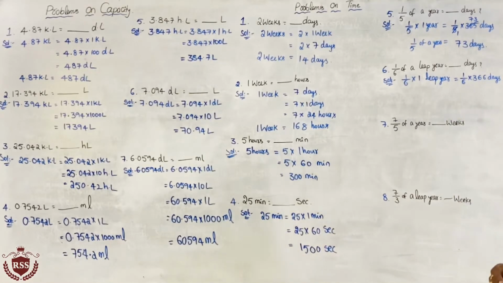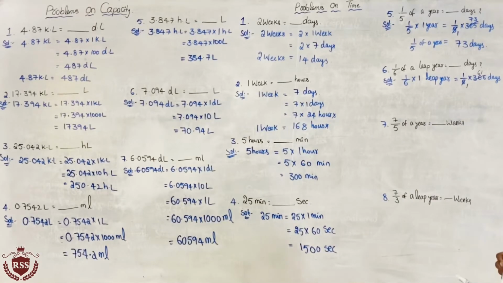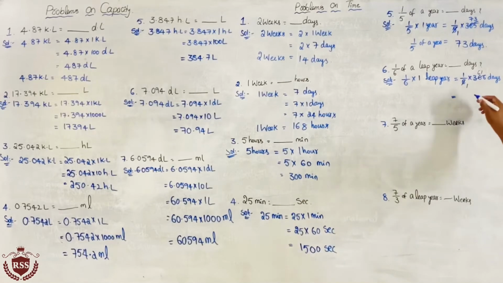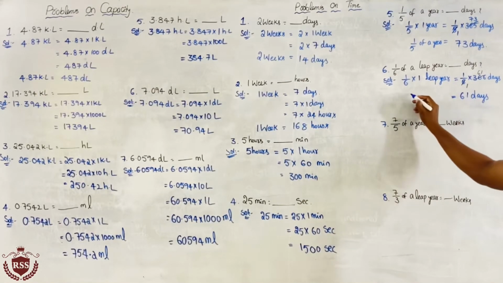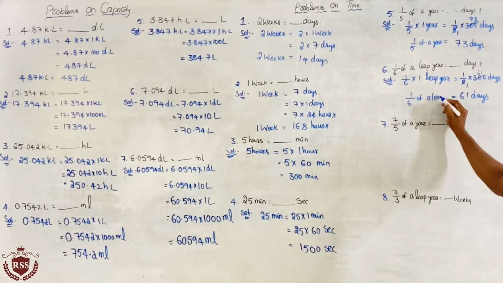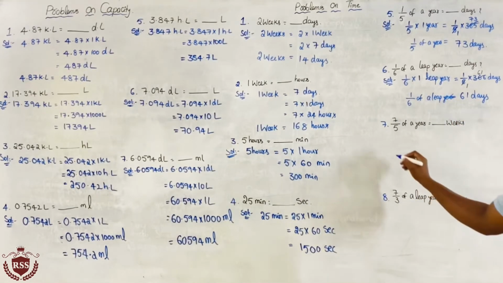So we have to cancel this. 6 1s are 6, 6 6s are 36, 6 1s are 6. So there are 61 days. 61 days are there in 1 by 6 of a leap year.